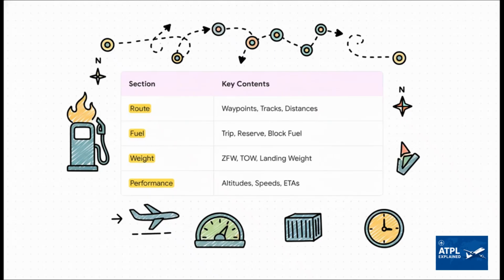And if you look at a real OFP, you'll see every single thing we just talked about. The route section lists all your waypoints and tracks. The fuel section breaks down that entire buildup we discussed. The weight section has critical numbers like your zero fuel weight, that's ZFW, and your takeoff weight, or TOW. And the performance section gives you your planned altitudes, speeds, and estimated times. It is the complete mission, all on paper.